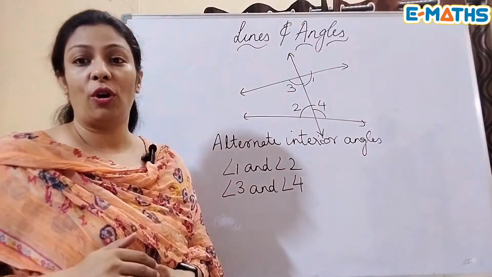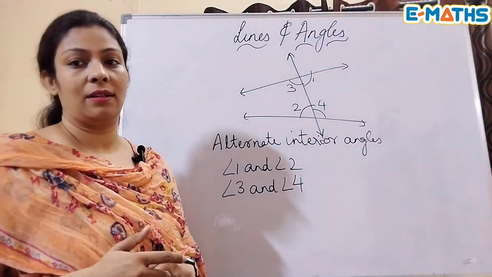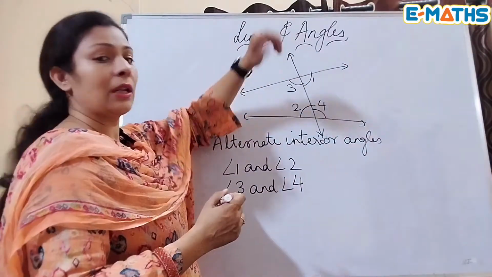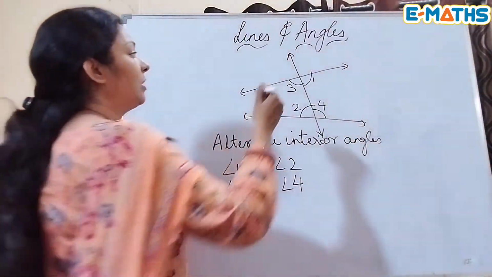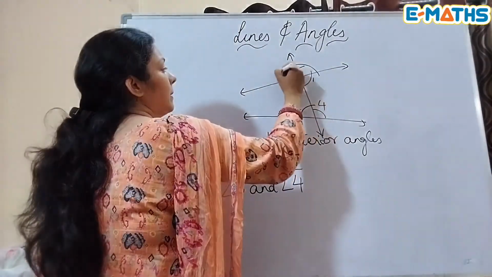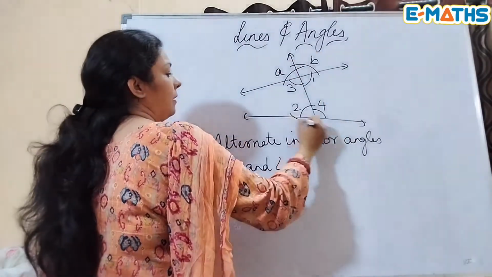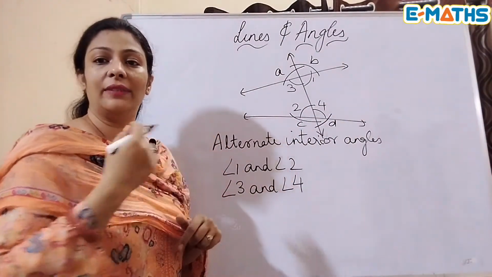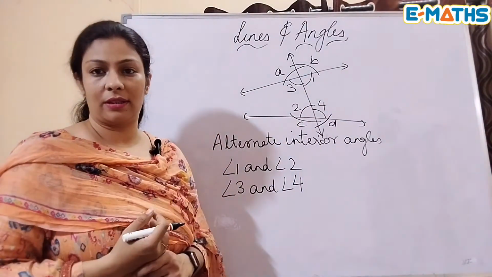Similarly, we can talk about alternate exterior angles. So when we look for alternate exterior angles, you have to look at the outer part of the line. So these are the outer part. Let's name them A, B, C, and D. So we have these angles now. They are in exterior, we know this.